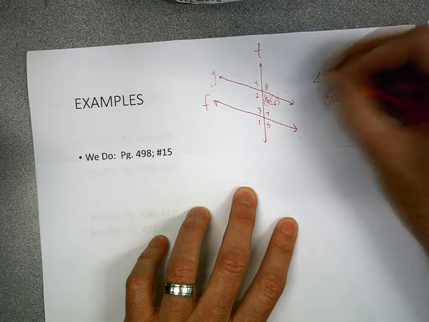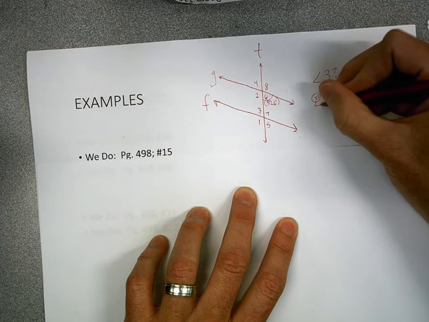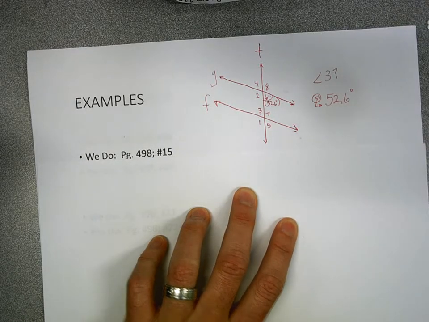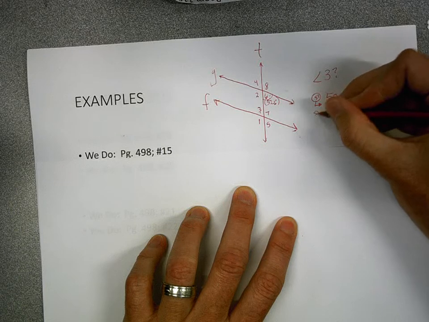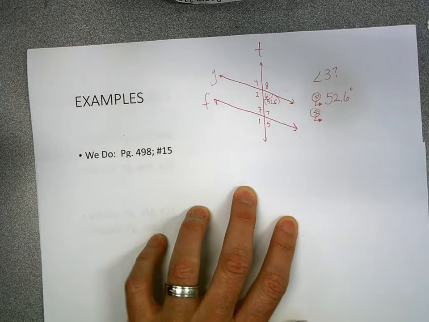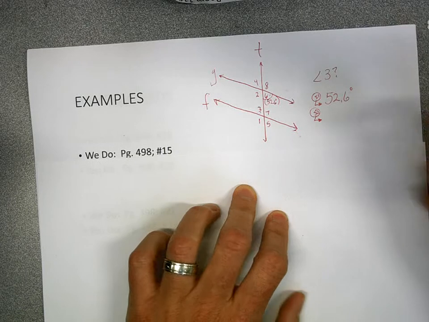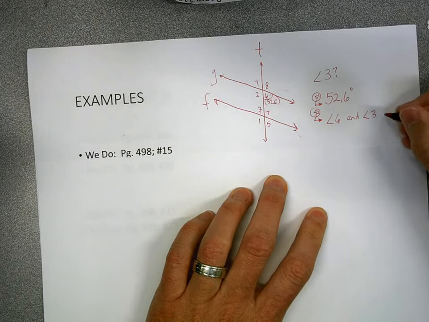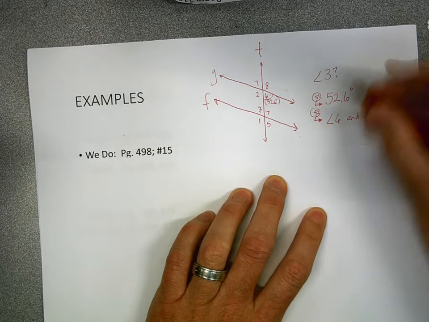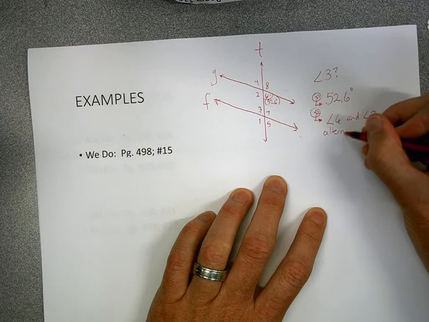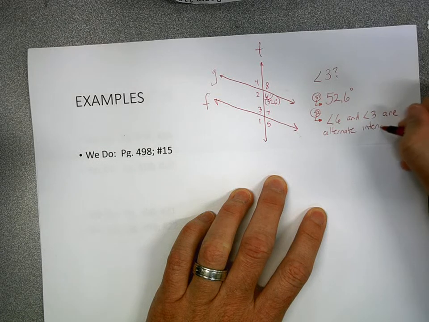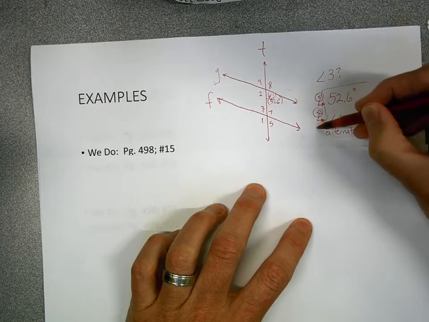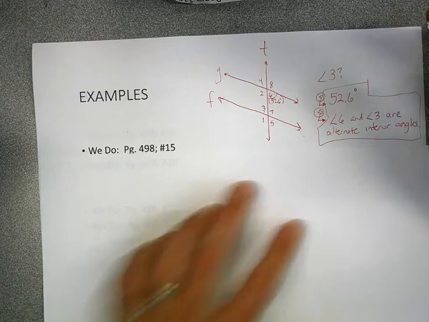52.6 degrees. And if I was going to write steps on this, step 1 is, after taking a look at your vocab, write down your answer. And then step 2, don't forget, you need to back it up with your vocabulary. So all you need to put is something like: angle 6 and angle 3 are alternate interior angles. All right, and those two are our answer.